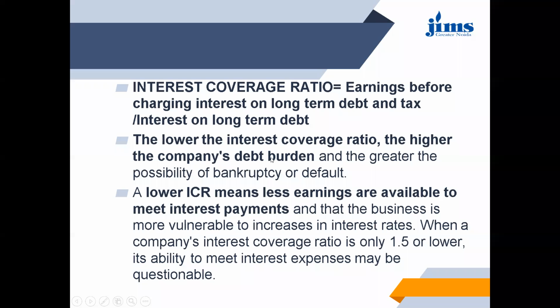So the formula for calculating interest coverage ratio is earnings before charging interest on long-term debt and taxes upon interest on long-term debts. So lower the ratio, higher the company's debt burden and greater the possibility of bankruptcy or default. And lower ratio means less earnings are available to meet interest payments and business is more vulnerable to increase in interest rate. So when a company's interest coverage ratio is 1.5 or lower, its ability to meet interest expenses may be questionable.